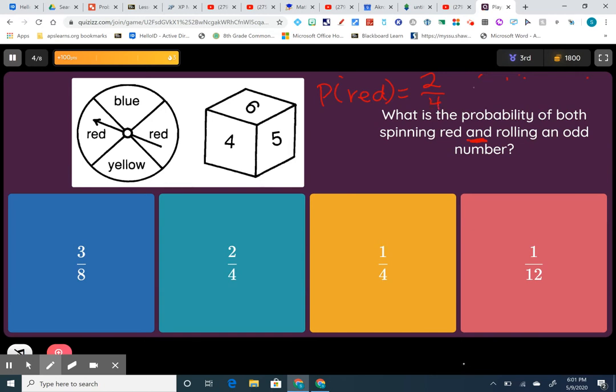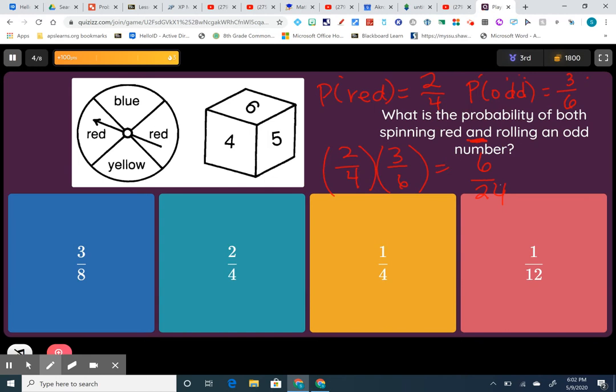And then we have, we want to roll an odd number. So we know there are 3 odd numbers on a number cube, and there's 6 possible outcomes. So we're going to multiply 2/4 times 3/6, and I get 6/24. Again, you're going to notice that 6/24 is not here. We're going to have to simplify this fraction.